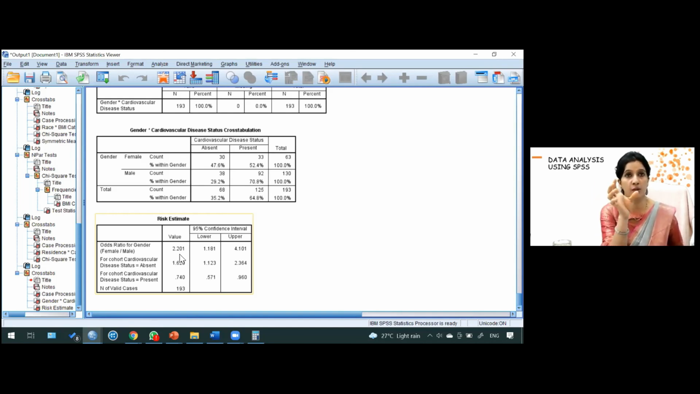So 1 is not coming between these two values. So this is significant, this odds ratio, right? So are you clear for this odds ratio? Remember this, that SPSS gives you the odds ratio in respect to the lower category, the lower coding.